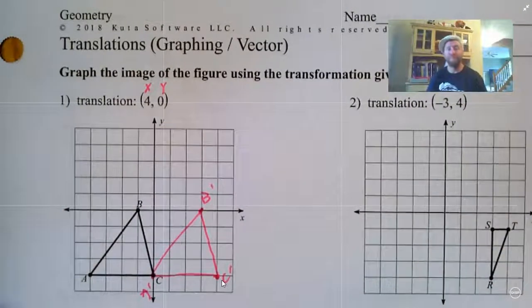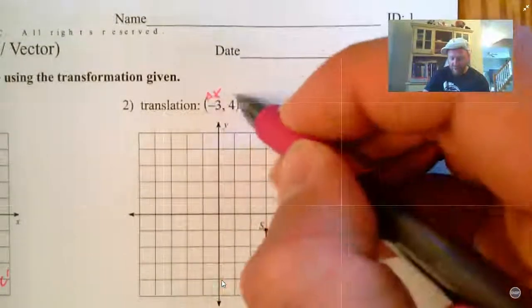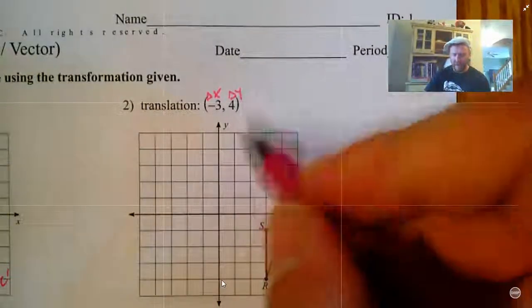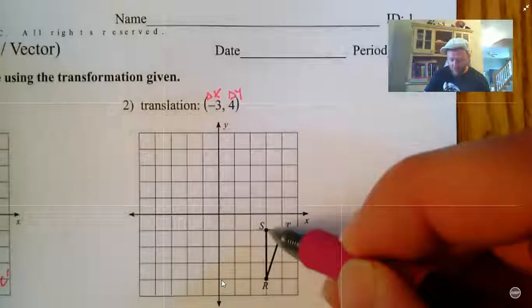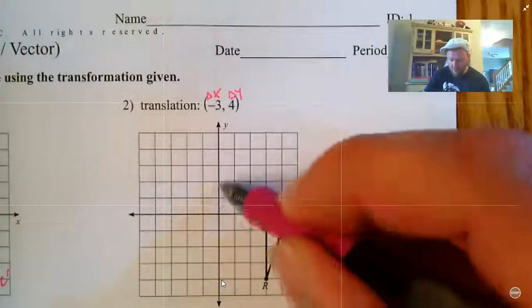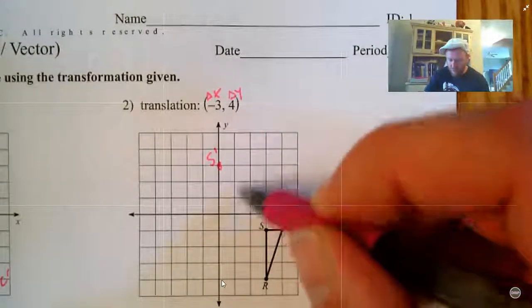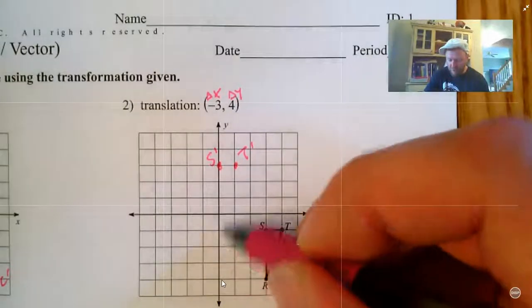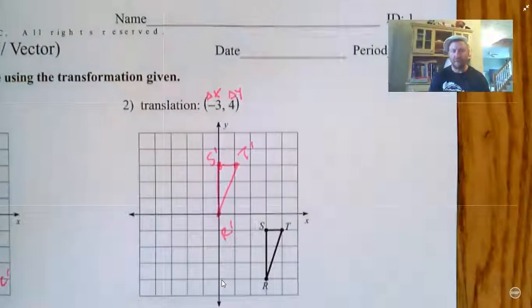Okay. Next, let's take a look here. This time, this is our change in x, and that's our change in y. -3 means to the left 3 spaces. +4 means up 4. So 1, 2, 3, 1, 2, 3, 4. S prime. T prime. R prime, and connect the spots, or the dots.